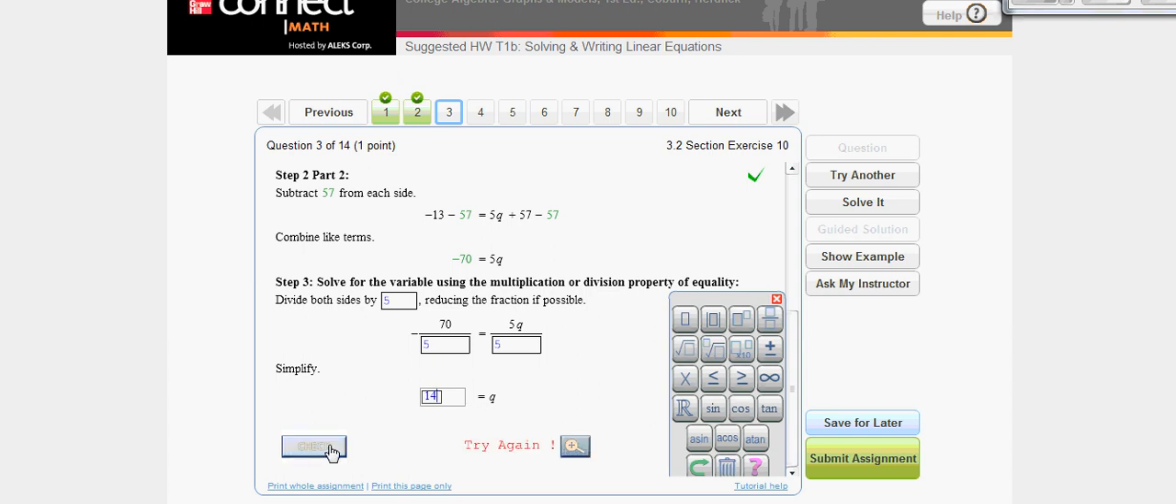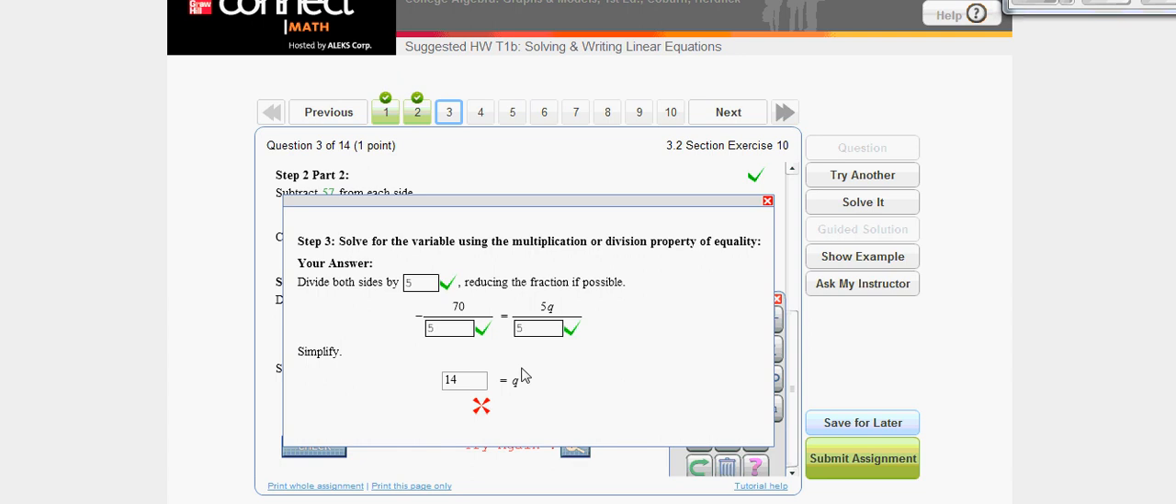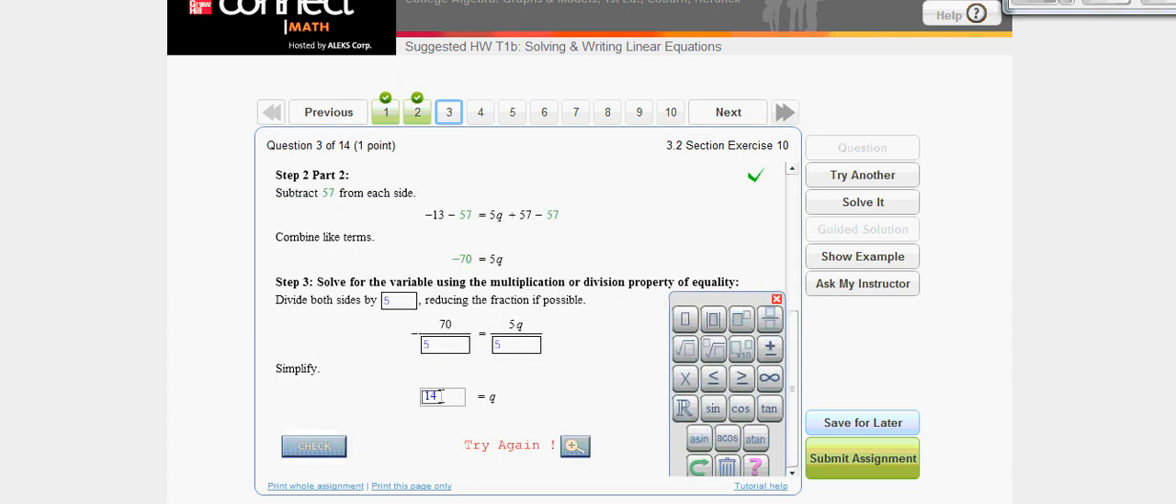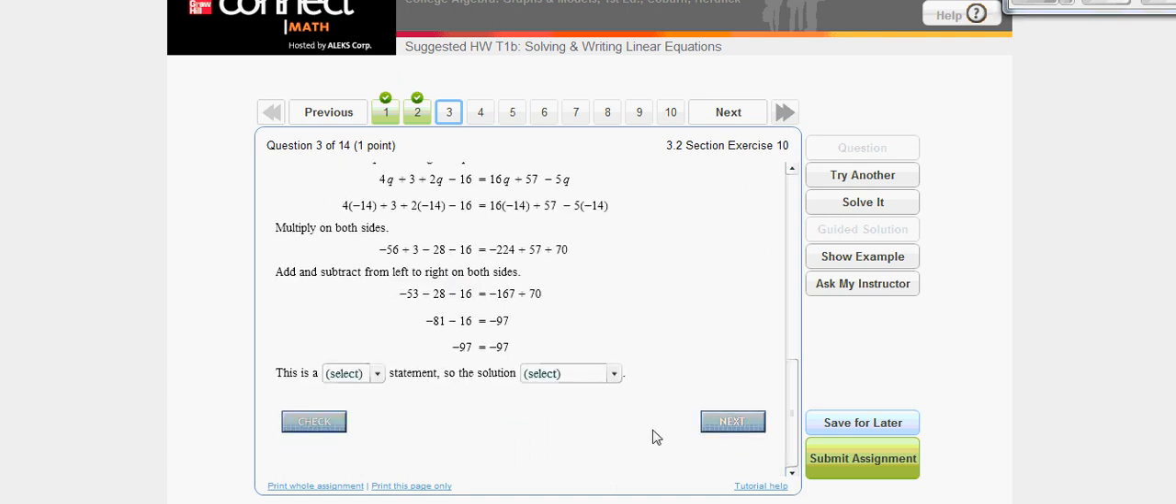All right, so I click check, oh, try again, remember, and I see that's where my mistake was, so I close it, and I needed a negative sign in front. I click check, and bingo, I'm done.